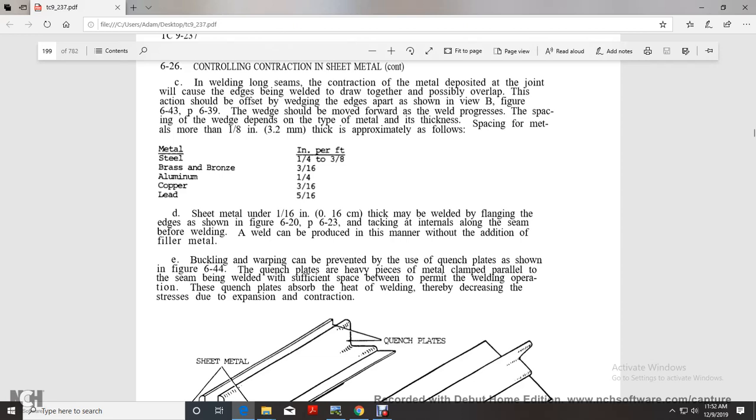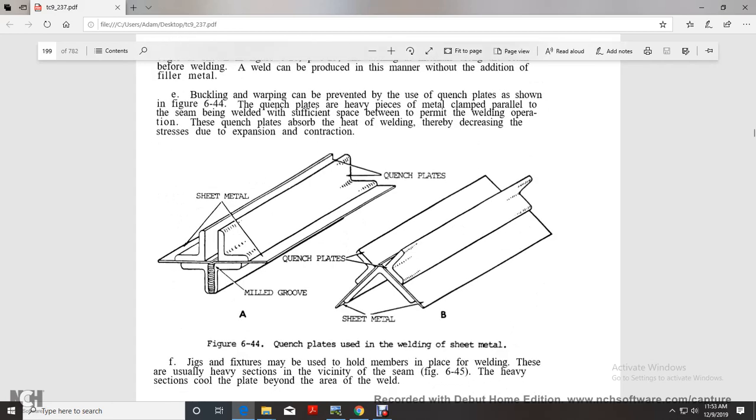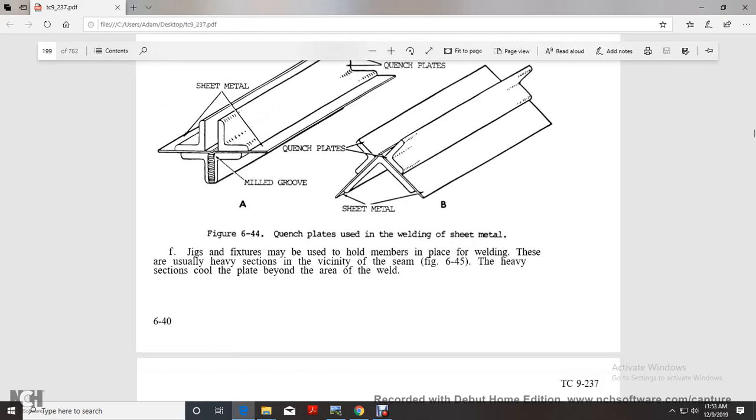Buckling and warping can be prevented using quenching plates, as shown in Figure 6-44. Quenching plates are heavy pieces of metal clamped parallel to the seam being welded, with sufficient space between them to permit the welding operation. These quenching plates absorb the heat of the welding, thereby decreasing the heat and the stress due to expansion and contraction. The figure shows the sheet metal with the quenching plates and the milled groove in the sheet metal.